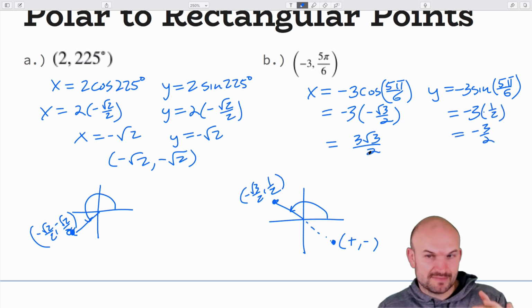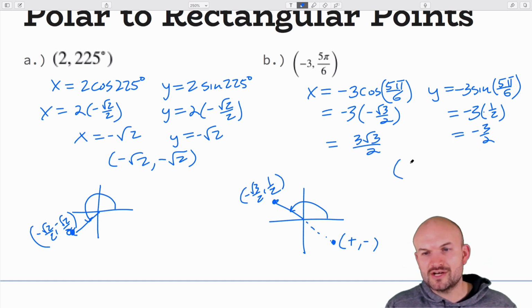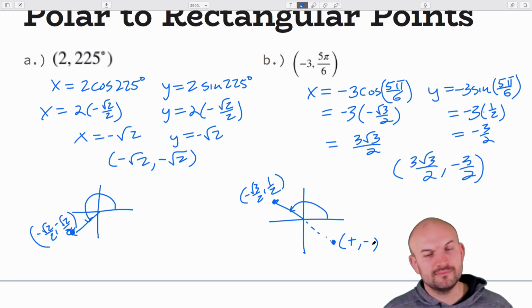So again, my x is positive, my y is negative. You can see how that is going to produce something in the fourth quadrant. And then my polar point, it's not going to look very nice, but I'll just leave it in its exact form, and we're good to go.